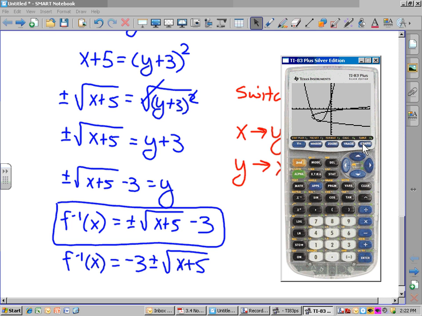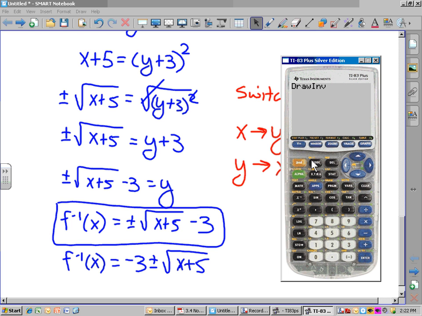Or, let's say you don't know how to find this algebraically, and you want to see what the inverse looks like. Okay, we've typed in the original. We can now go to second program, which is draw. And if you scroll down, number 8 is draw inverse. So draw inverse of what? Well, of the original equation. That is y sub 1. That's our y1.